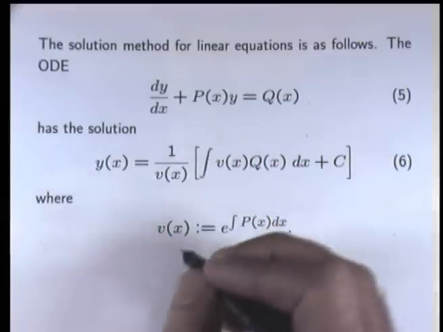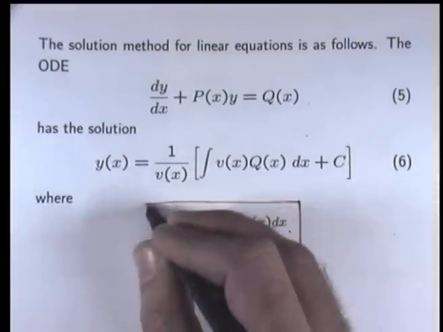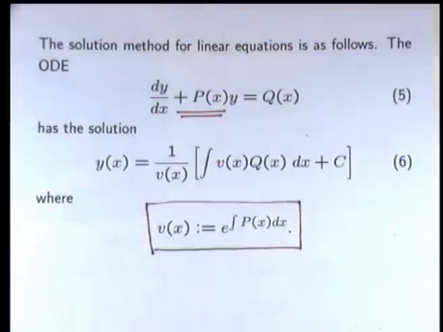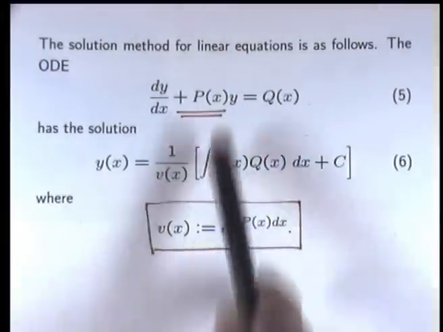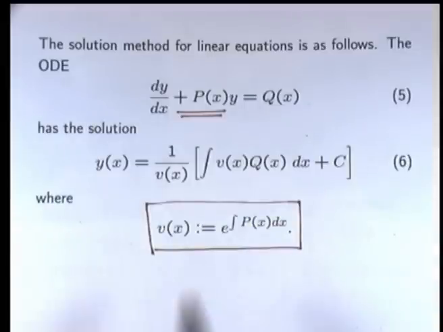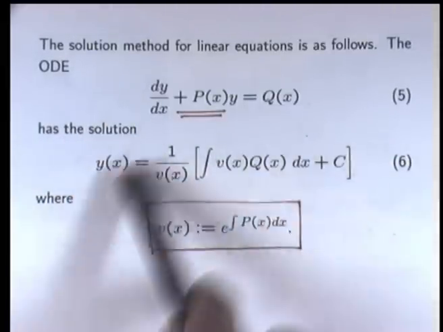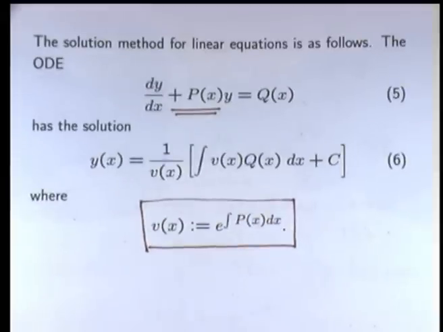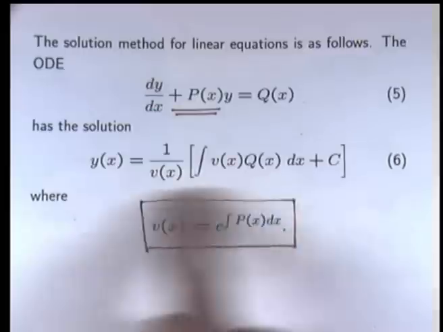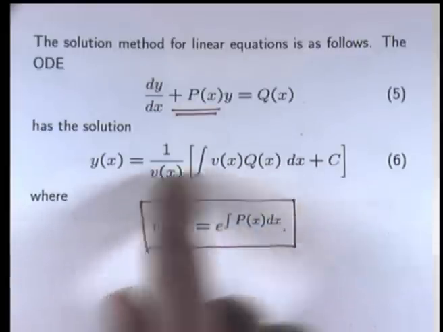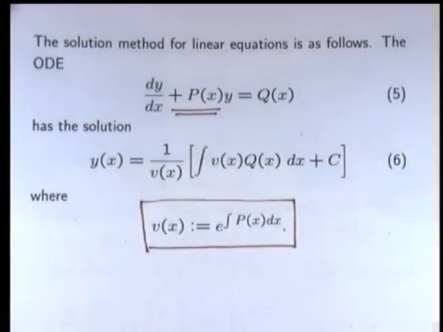All right, if I define my integrating factor by this e to the integral p of x, where p of x is the coefficient of y, then the actual solution can be written explicitly in this form 6. Okay? So what you can do is work out the integrating factor, put it in here, and then you've got one integration to do. However, I really don't like that because you're basically just applying a formula here.